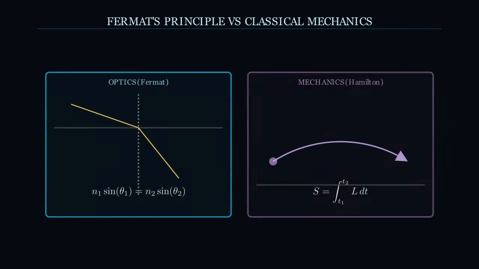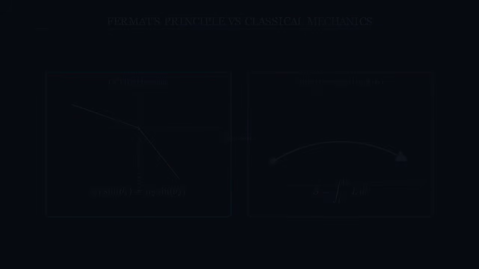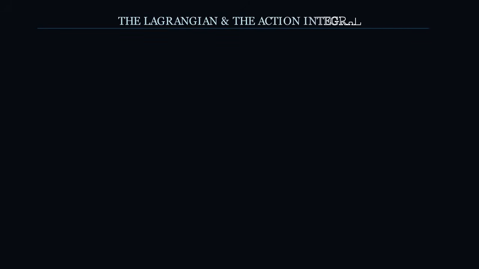Nature uses this exact same geometric optimization for light and matter. In optics, this is known as Fermat's principle of least time. When a ray of light passes from air into water, it bends at the boundary. The light ray is not thinking, it is simply tracing the path of shortest duration. In classical mechanics, objects do something remarkably similar, but instead of minimizing time, they minimize a quantity called action.